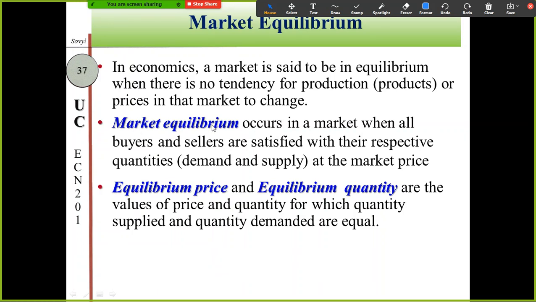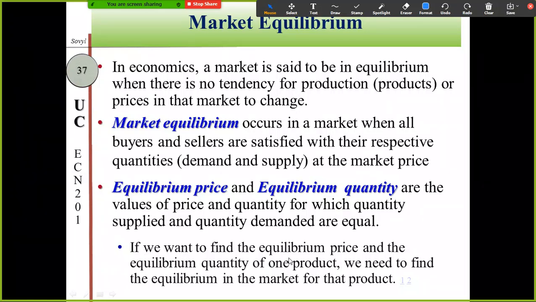When the market reaches equilibrium, you will have two items to understand. First, equilibrium price, and the other one, equilibrium quantity. Equilibrium price and equilibrium quantity are the values of price and quantity for which quantity supplied and quantity demanded are equal. If we want to find the equilibrium price and equilibrium quantity of one product, we need to find the equilibrium in the market for that product.